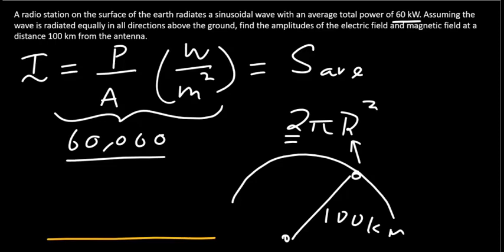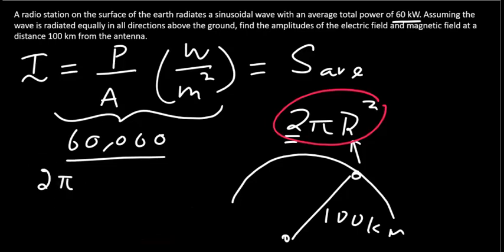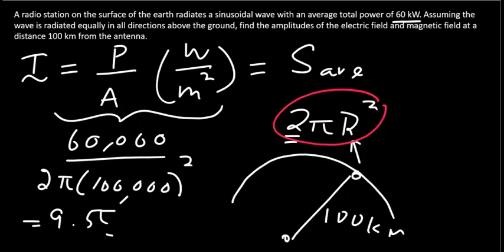Because if this is Earth and you have a wave transmitted from a point, it would spread out in a circle like that, half of a complete circle. The surface area for such a hemisphere is that. So the 2 pi r squared would go here. r is 100 kilometers, 100,000 meters, squared. And the answer is 9.55 times 10 to the power minus 7 watts per meter squared.